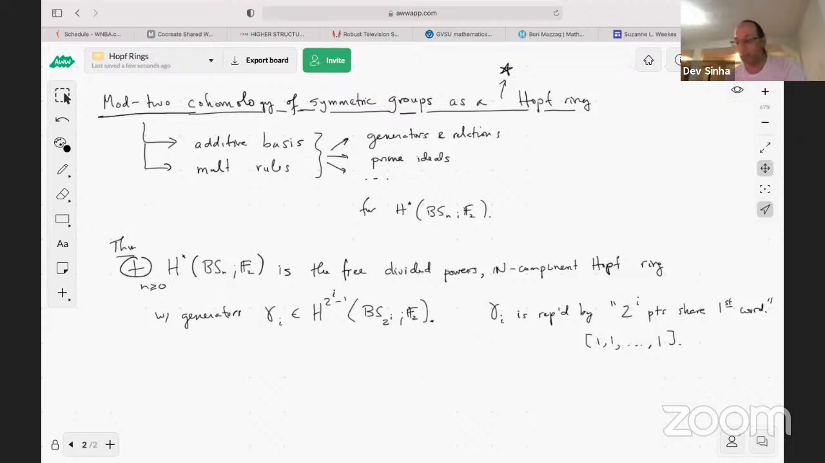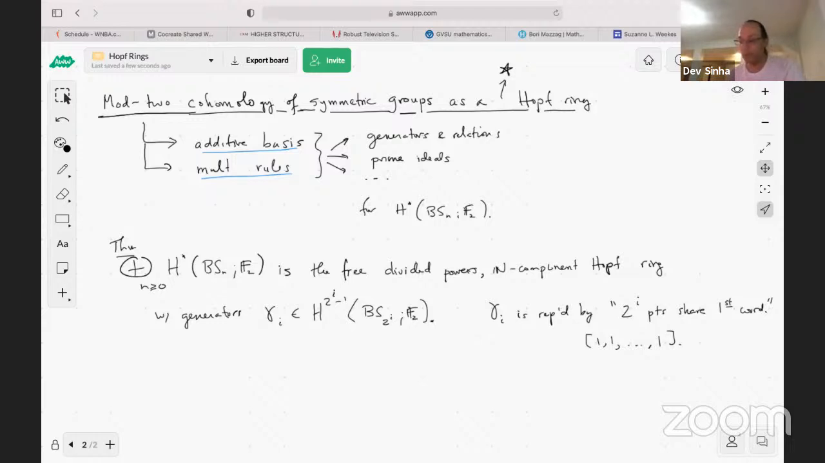The relationship isn't as direct as we'd like, and there are still a good number of open questions around that relationship. But the goal today, again, is to take this presentation and tell you about the resulting additive bases and multiplication rules that you get from this. So let's review what some of these terms are.